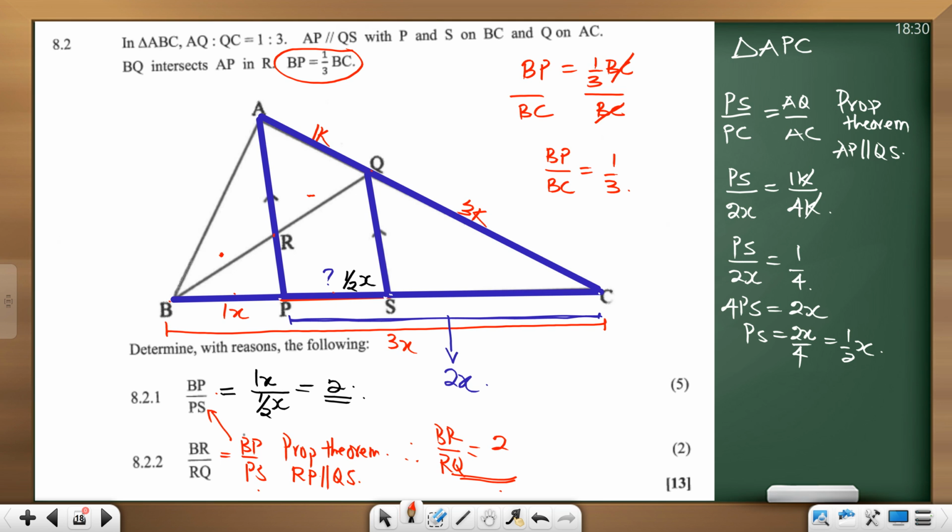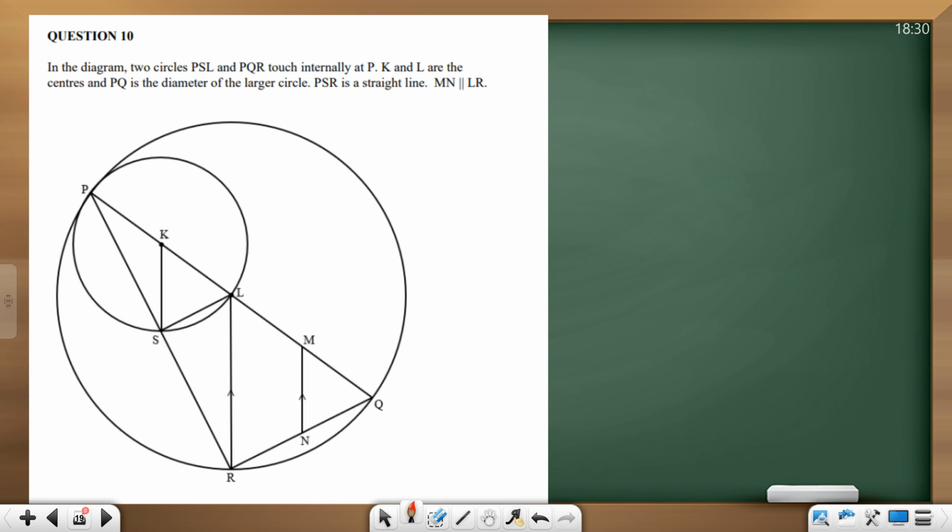Guys, so what have we learned? Use the answers to guide yourself. Once you see a question with parallel lines, you are bringing proportionality. The way you move on one side is the way you move on the other side. Use what you have to get what you want. We're going to try all the questions. Yes, look at this one.